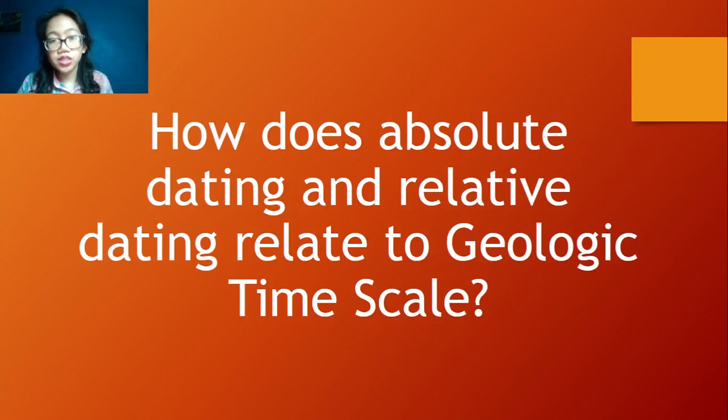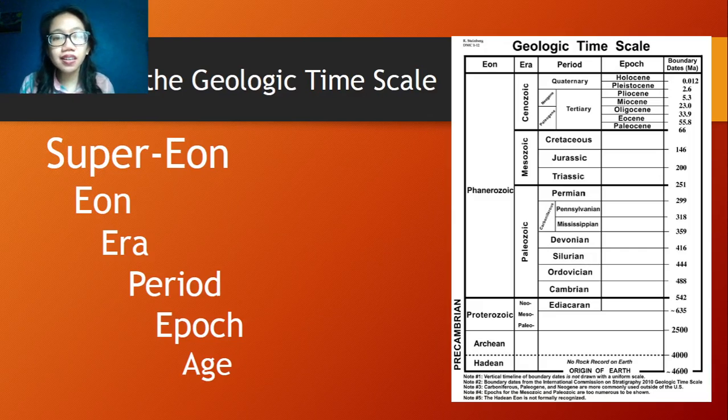To summarize our discussion, how are absolute dating and relative dating related to the geologic timescale? I think you can imagine that both geological methods of dating have been used to organize our geologic timescale, and it's still being used today as we discover more about the history of our planet. The divisions of time, the eons, eras, periods, epochs, and ages that we have discussed have been organized because we have these dating methods.